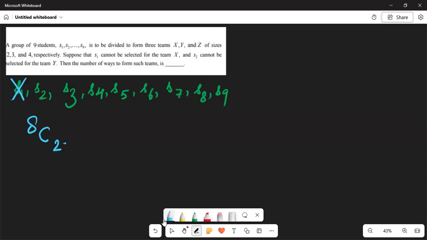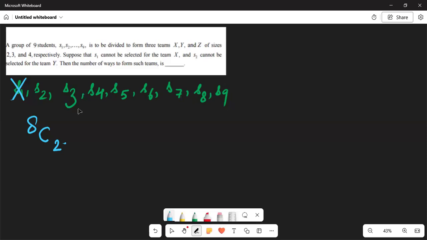Are you understanding what I'm trying to say? It was very easy for me to make a choice for X because the condition is that S1 should not be there in X. So we can exclude S1 and choose 2 students from the rest 8 students. But the problem comes when I have to decide it for my Y team.